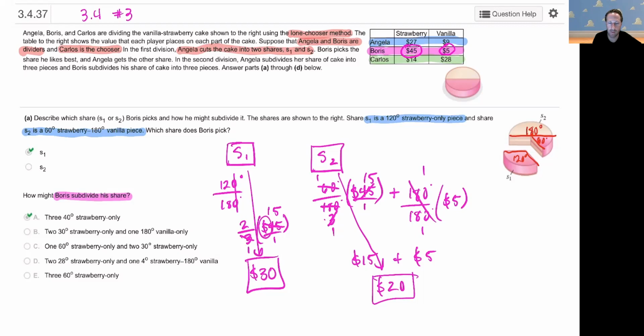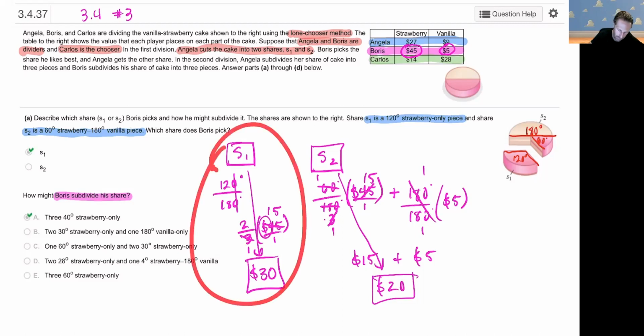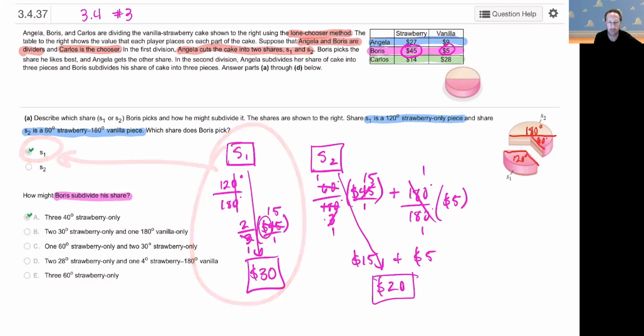So again, that would be the mathematical way of calculating these out when it wasn't so obvious, so that we knew that yes, indeed, he should definitely be picking that one. He obviously likes strawberry a whole lot more, even though this has 240 degrees or twice as much cake.